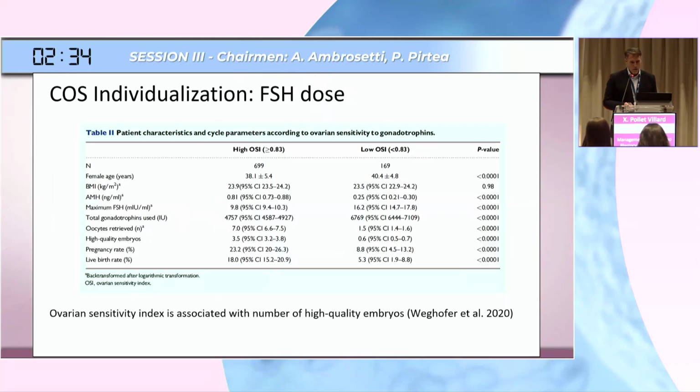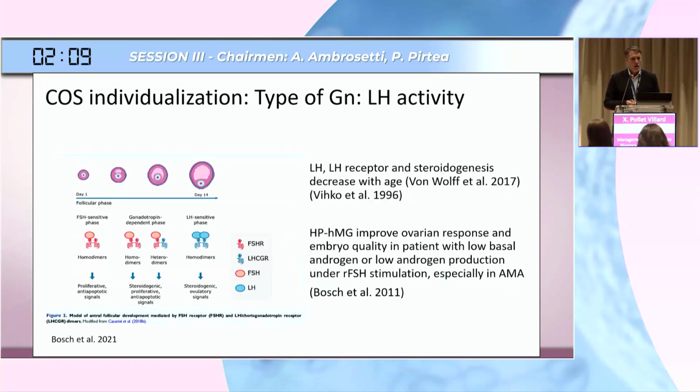And also, when you talk about FSH dose, it's a bit complicated. I think we should talk more about ovarian sensitivity index. It has been shown that the higher the ovarian sensitivity index, the higher the number of high-quality embryos in IVF. So I think we should start sorting the patients with ovarian sensitivity index more than the total dose or daily dose.